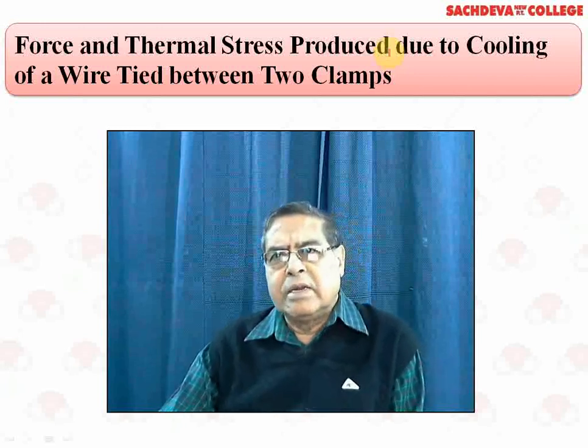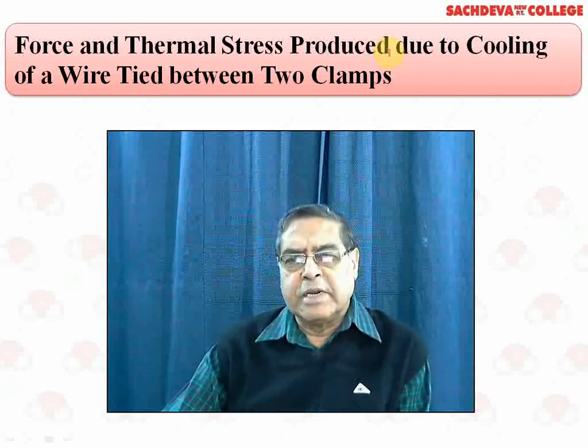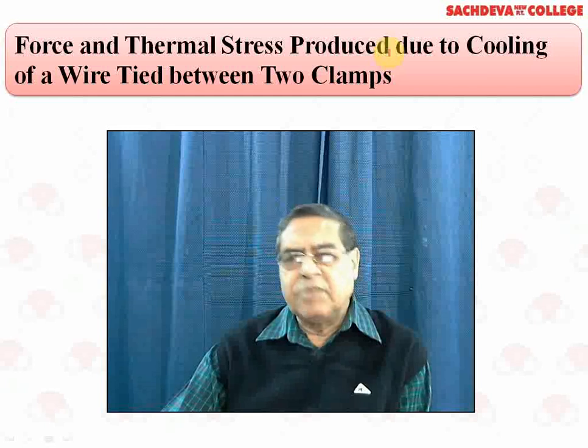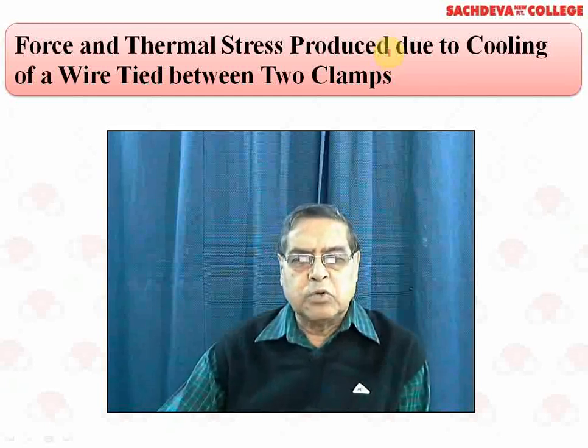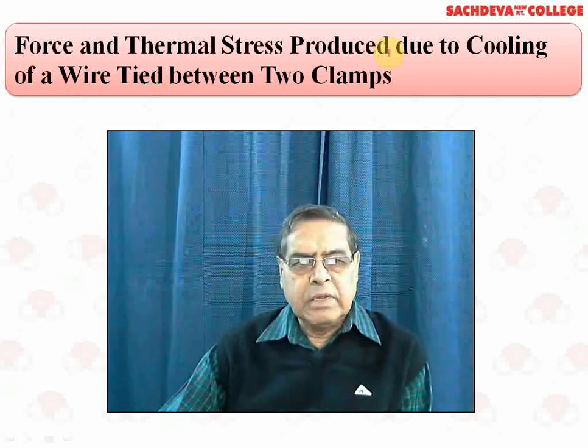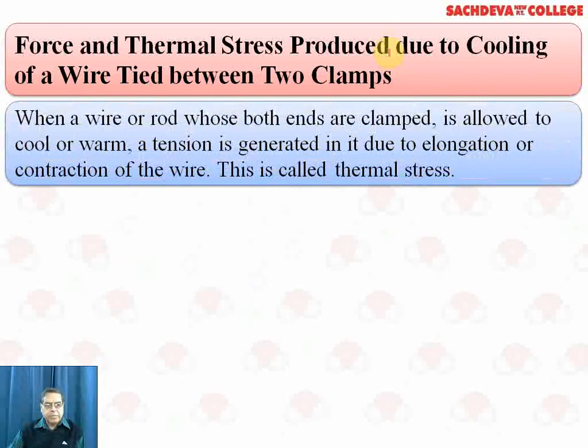So when we heat a wire, the interatomic separation increases. Similarly, when we cool it, the interatomic separation decreases. And we assume that the wires are fixed between two points, that is, two clamps. Now we come towards the main concept. When a wire or a rod whose both ends are clamped, meaning they are fixed, is allowed to cool or warm, a tension is generated in it.